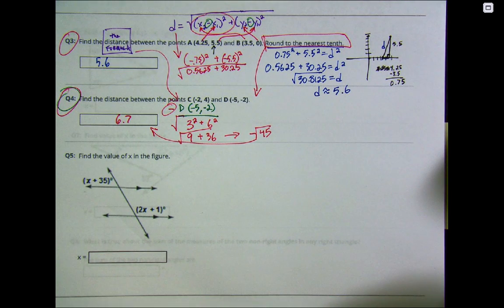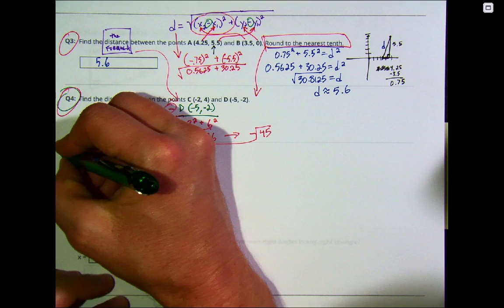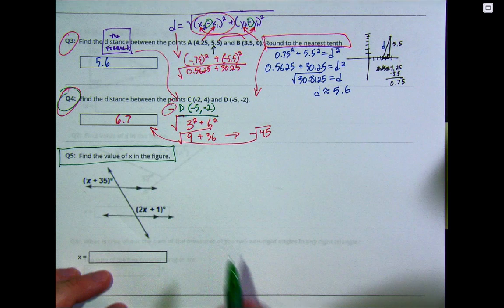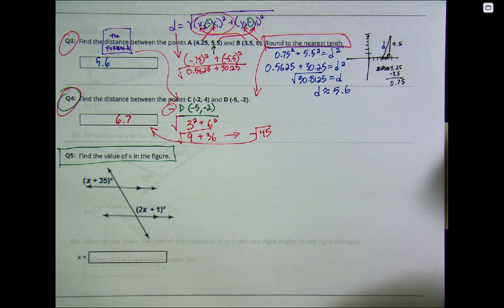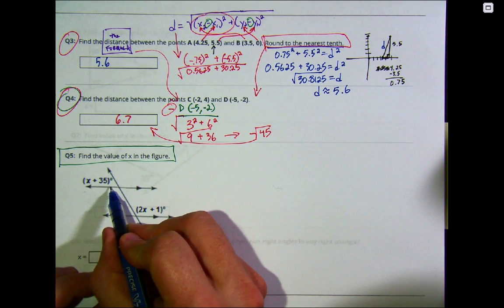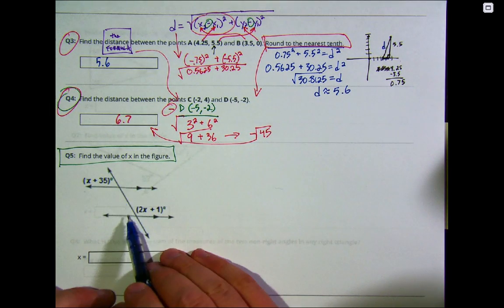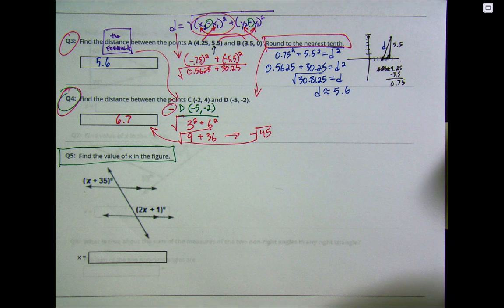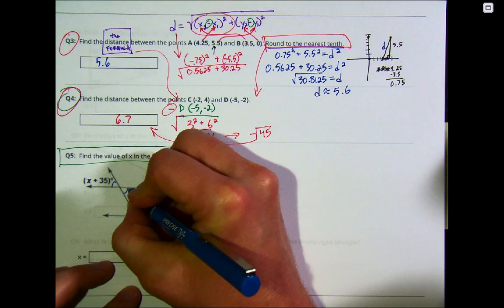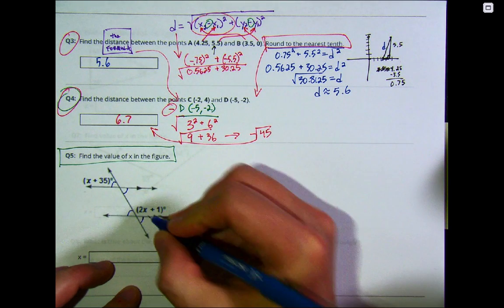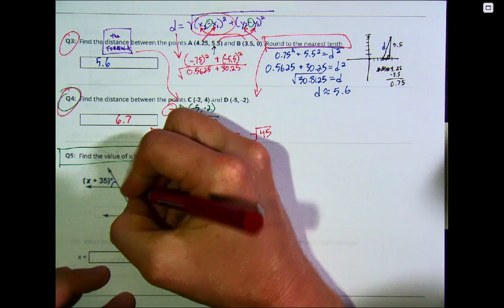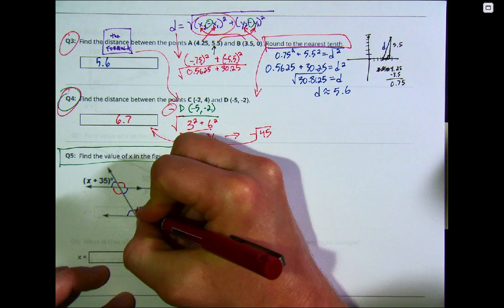All right, now question number 5. Totally different problem. There are no right angles here, but there are some angles here. And this is what we call parallel lines cut by a transversal. When two lines are parallel and they're cut by a transversal, we now have 8 different angles. We have 4 acute angles and we have 4 obtuse angles.